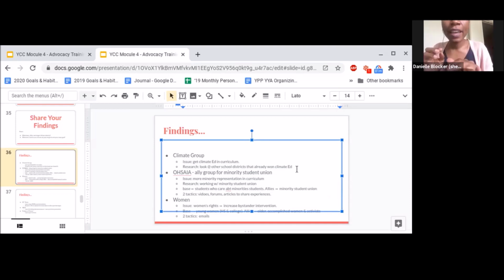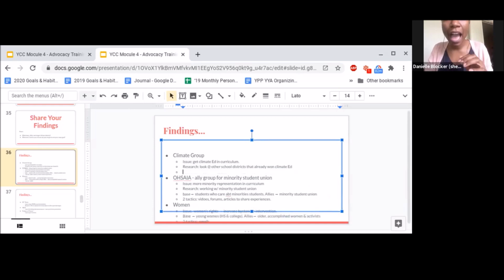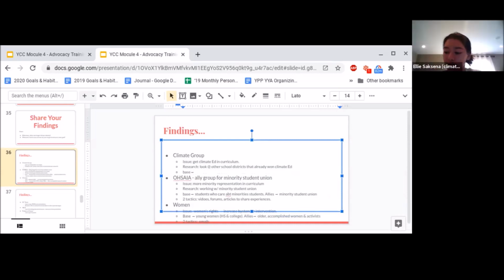And then we have our climate group, who's trying to get climate education in the curriculum. Who's your base there? So for us, our base would be the founder of the movement, and also possibly the environment club at our school. Then we're planning on sending out a survey to other people that are also interested in getting more climate education in the school district. So those could also be our base.